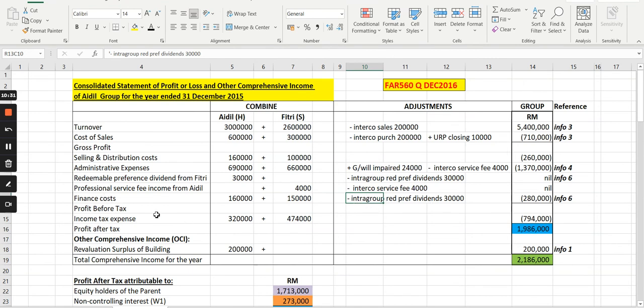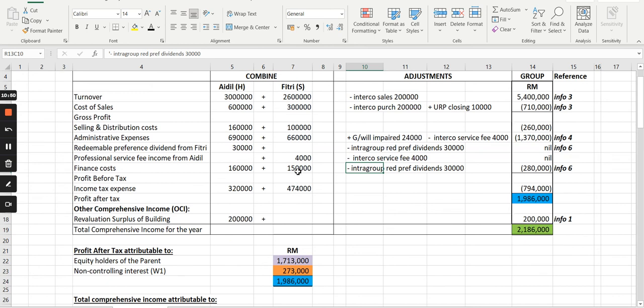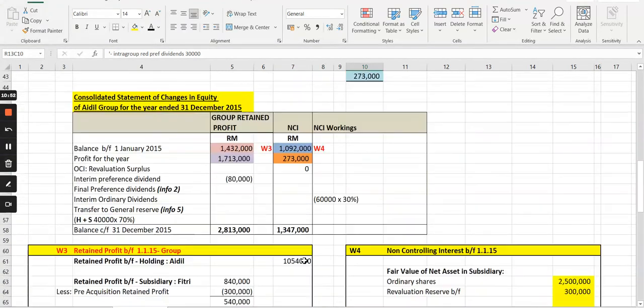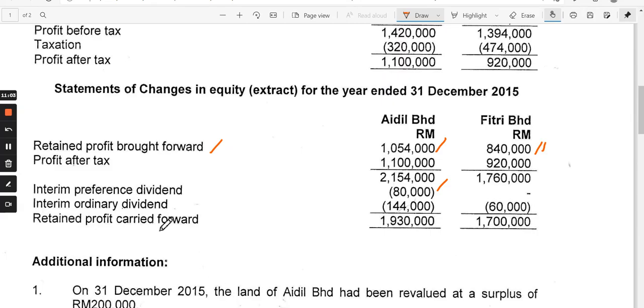So the dividend has already been declared, or provided for, as the interim dividend, but that will not appear in the statement of changes in equity because this is redeemable preference shares, since it is mandatory. So therefore, the 150,000 here will not be reported, even in the non-controlling interest portion. There is none. Next is the final preference dividend, that is in information number 2.